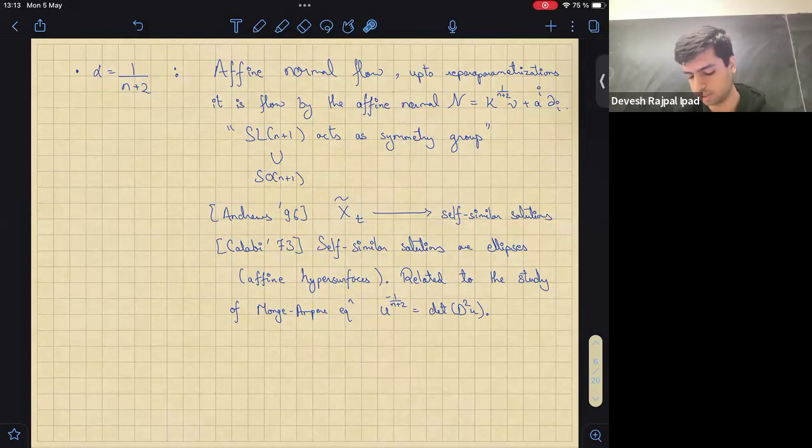And the self-similar solutions have been classified. This came up in Calabi's work, that self-similar solutions are ellipses. It came in the context of affine geometry. These are the same objects as affine hypersurfaces, and they are related to the study of the Monge-Ampere equation. This Monge-Ampere equation also has some affine invariance properties. And Calabi proved that the solutions are ellipses in the case we are interested in, at least for compact ones.